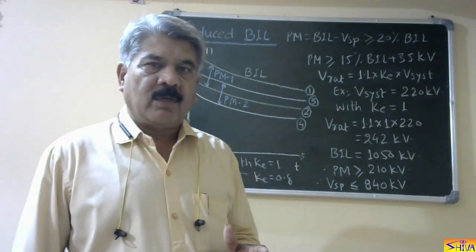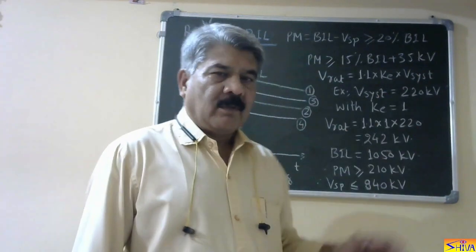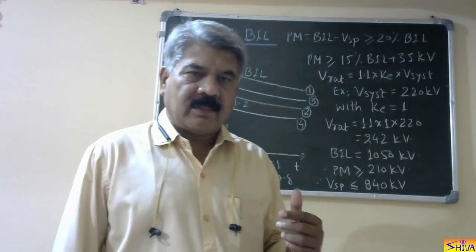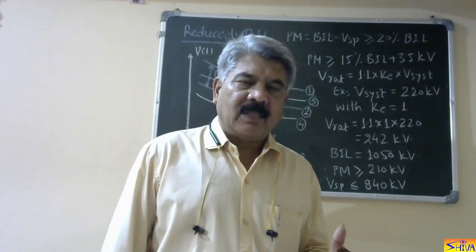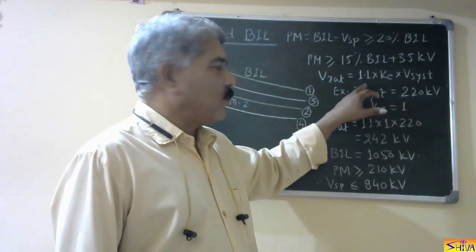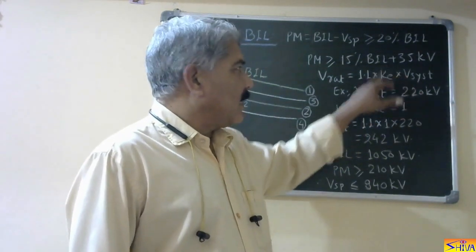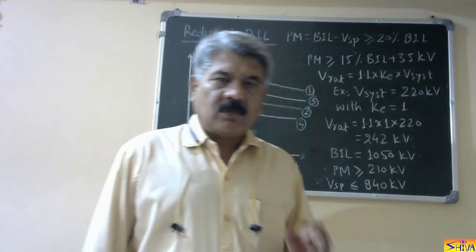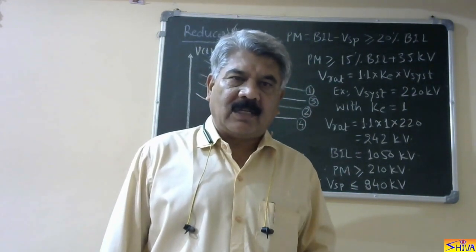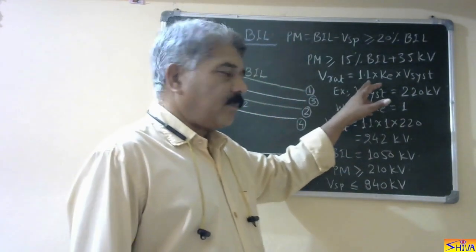This maximum operating voltage of the system is 1.05 to 1.1 times the system voltage. For system up to 220 kV, this factor is taken as 1.1, and for systems beyond 220 kV, this factor is taken 1.05. So let us take example of 220 kV system. For 220 kV system, maximum operating voltage will be 1.1 into V system, and KE is coefficient of earthing. This coefficient of earthing is 0.8 for effectively grounded system, that is if system neutral is solidly grounded. And if system neutral is not solidly grounded, then KE we take 1.